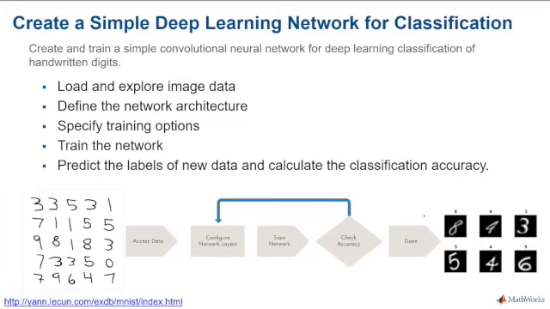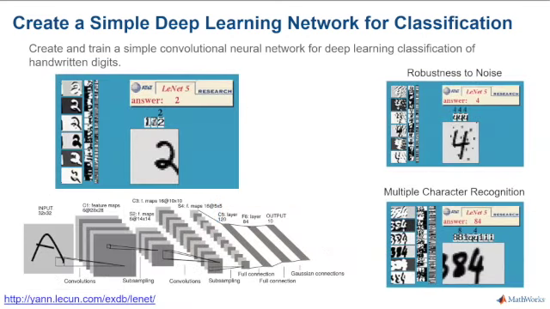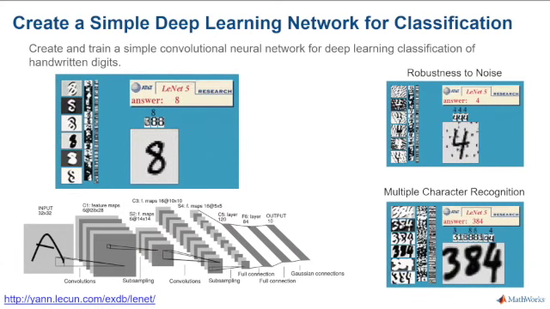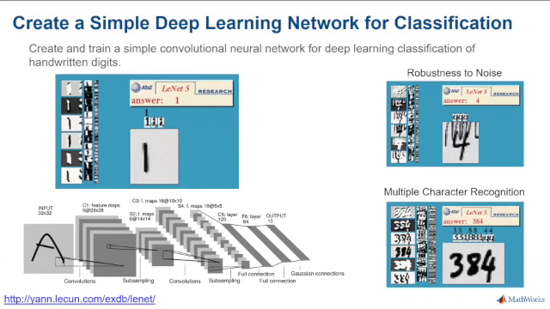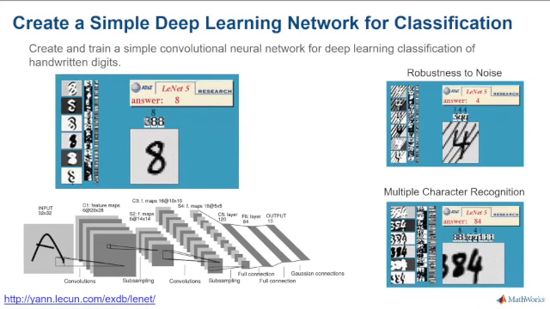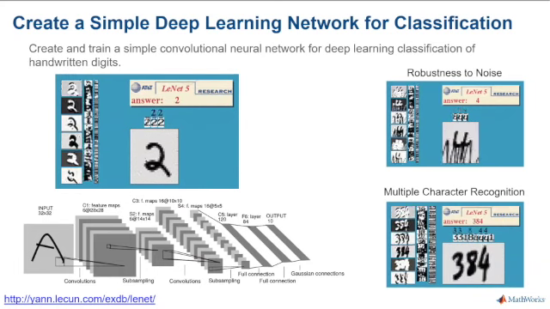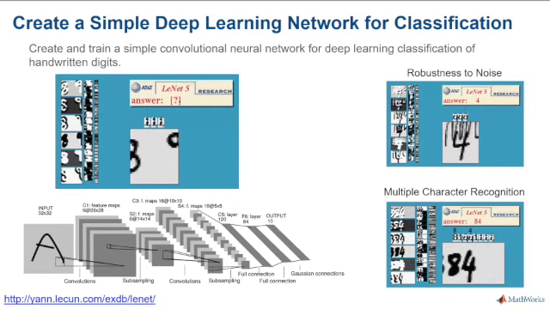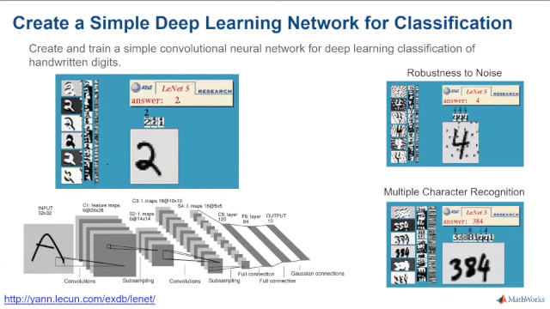So to do this, we're going to load the data, explore the data, define the network architecture, specify training options, train the network, and predict the labels, okay, and see the accuracy. This is called LeNet-5. This is a very robust neural network. You see here in the image how it works. Here on the right, where is my mouse here? So here you are pressing every number, and here's the answer. So sometimes it doesn't have an answer, but sometimes it gives you 1, 2, 3.